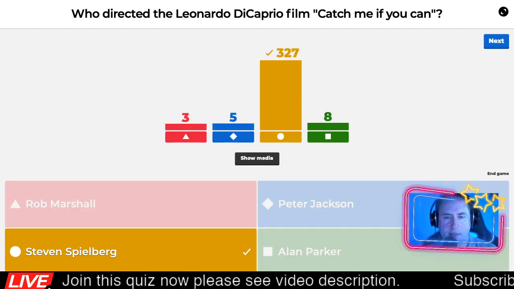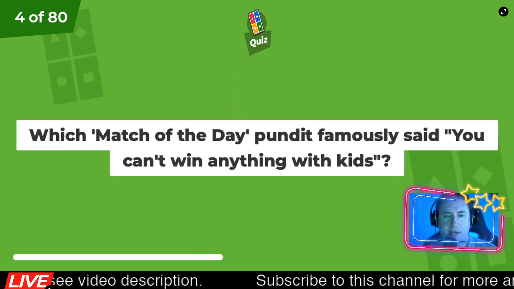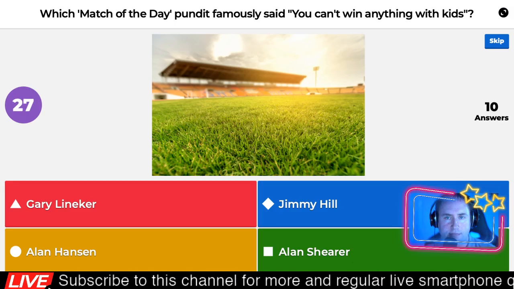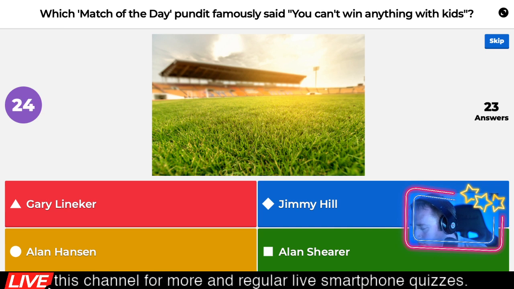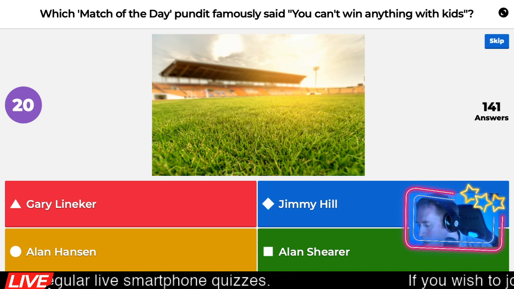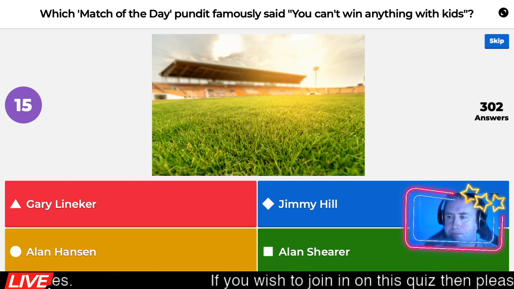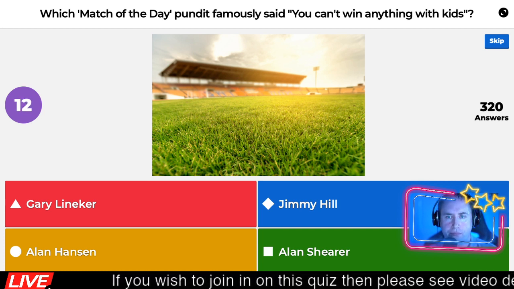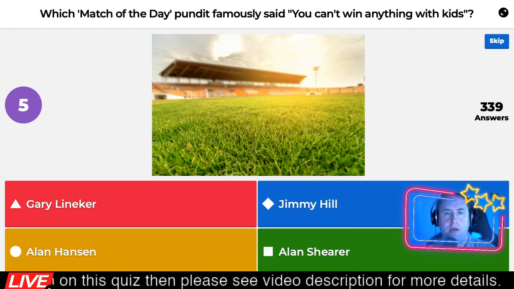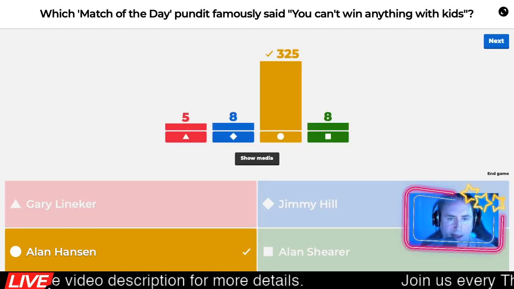$327. Correct answer, Steven Spielberg. Which Match of the Day pundit famously said, "You can't win anything with kids"? Gary Lineker, Jimmy Hill, Alan Hansen, Alan Shearer. $325, Alan Hansen, correct answer.